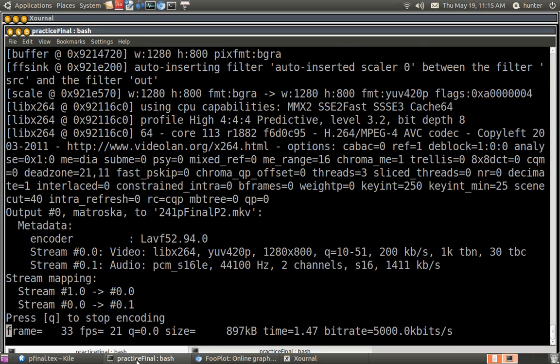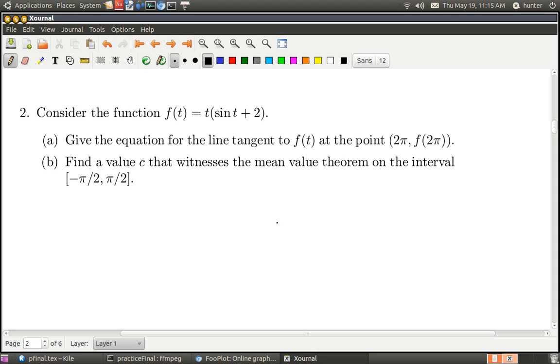Now let's take a crack at number 2 on the practice final. So here is the question. We just have a function, f(t) = t times sine t plus 2, and we're supposed to do these two things. One is to give the equation for the line tangent to f of t at this point.